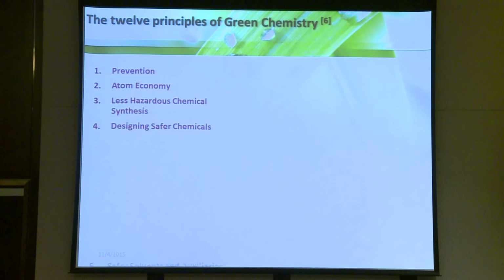Design safer chemicals, safer solvents and auxiliaries, design for energy efficiency. Also they focus on energy utilization. They say that we have to go for minimum energy utilization, because the heat produced when a chemical reaction takes place is also a reason for pollution or environmentally unsafe effects.